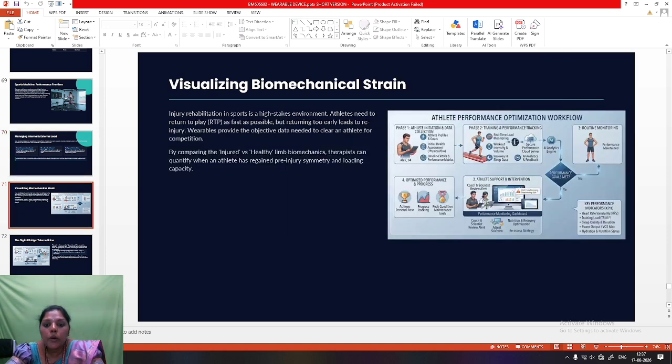Next, visualizing biomechanical strength: the athletic performance optimization workflow, athletic innovation, data collection, training and performance, routine monitoring. Fourth one is optimizing performance progress. Key performance indicators: heart rate variability, training load, sleep quality, power output, hydration and nutrients. By comparing injured and healthy limb biomechanics, therapists can quantify an athlete's pre-injury loading capacity.